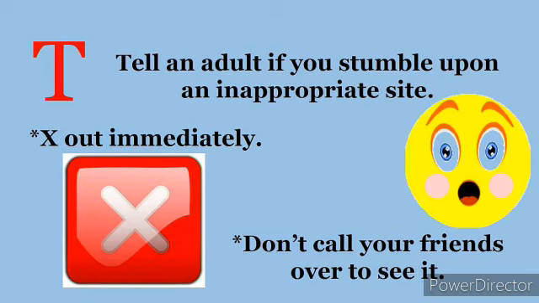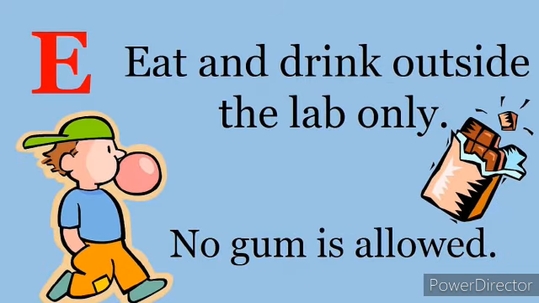T is for tell an adult if you stumble upon an inappropriate site. X out immediately. Don't call your friends over to see it. E is for eat and drink outside the lab only. No gum is allowed.